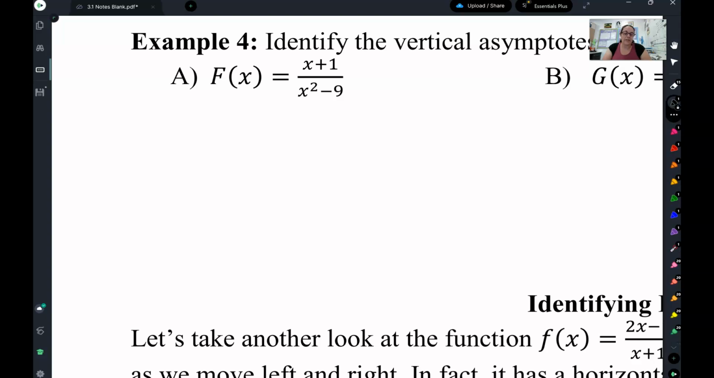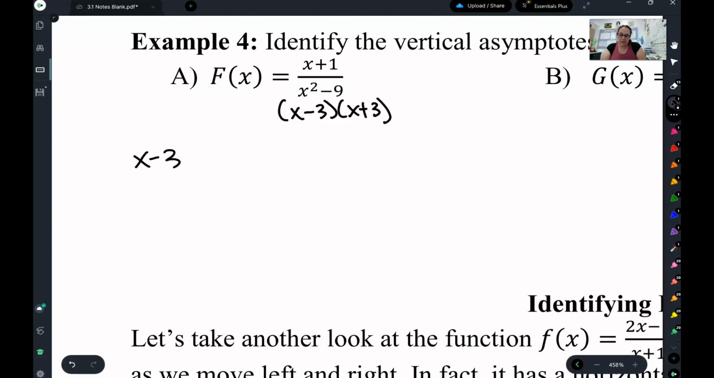First step, I need to make sure to reduce first. So factor everything I can and see if anything cancels on top and bottom. In this case, I factored everything and there's nothing on top and bottom that matches that would cancel. So that means I can move on to step 2, where I set my denominators equal to 0 and solve.